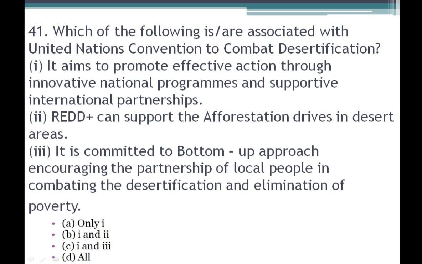Question number 41. Which of the following is or are associated with the United Nations Convention to Combat Desertification? Number 1. It aims to promote effective action through innovative national programs and supportive international partnerships. Number 2. REDD Plus can support the afforestation drives in desert areas. Number 3. It is committed to a bottom-up approach, encouraging the partnership of local people in combating desertification and elimination of poverty. So the correct option is option C, that is 1 and 3.